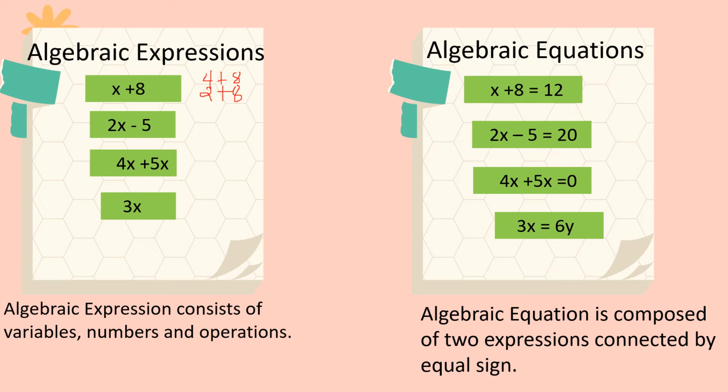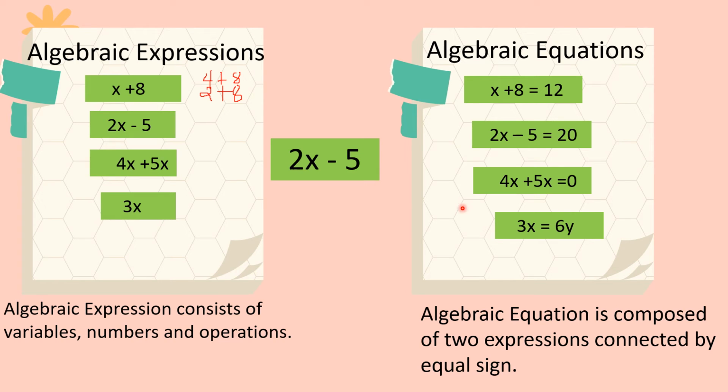But here in an equation, we can only replace with one number, or there is only one number that can be replaced with this x to make it equal to 12 here. So what should be the value of x here in order to be equal to 12? So here, x should be 4, right? 4 plus 8 is equal to 12. So in an algebraic equation, it means that the left side should always be equal to the right side.